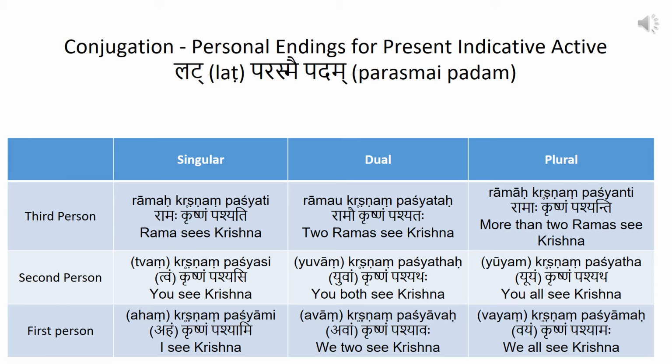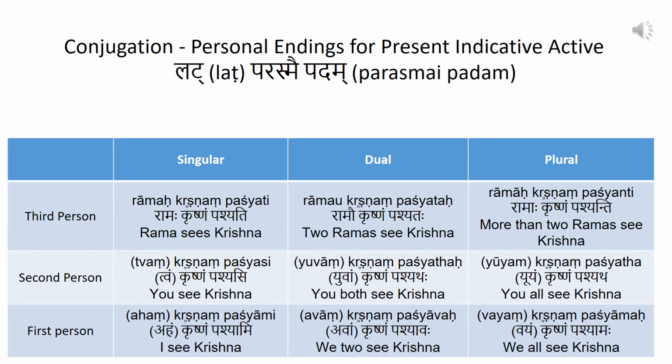The first person endings are used when you want to say I see Krishna, Aham Krishnam Pashyami. We both see Krishna, āvām Krishnam Pashyavah. We all see Krishna, Vayam Krishnam Pashyamah. The words Aham, āvām and Vayam are the subject forms of I, we two and we all respectively. We will learn more about these forms in later chapters. As in the case of the second person, the subject is dropped in normal usage.